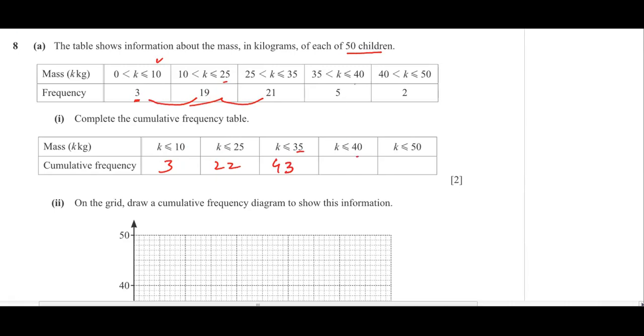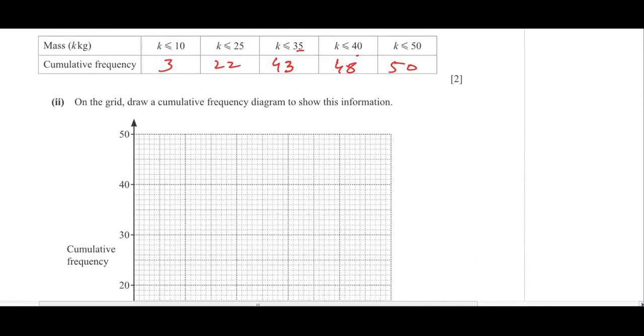For less than or equal to 40, you will add all previous values. So it will make 48. For less than or equal to 50, all of these previous, so it will make 50. So we completed our cumulative frequency table here.